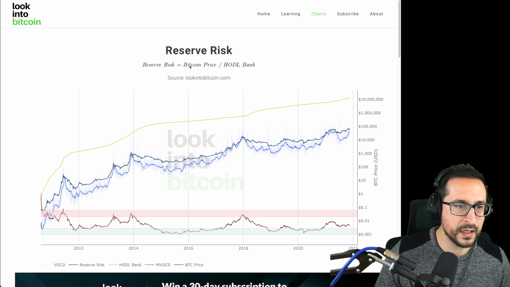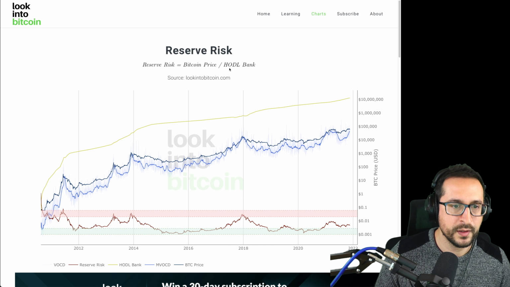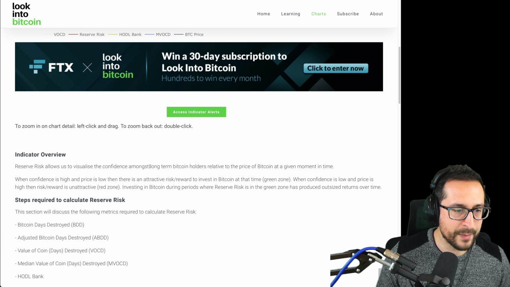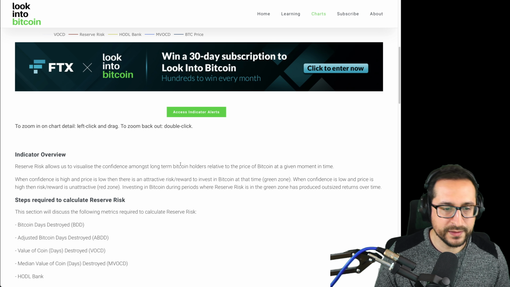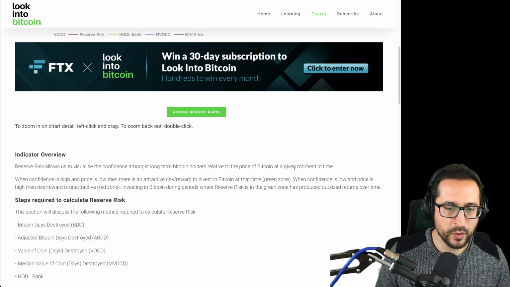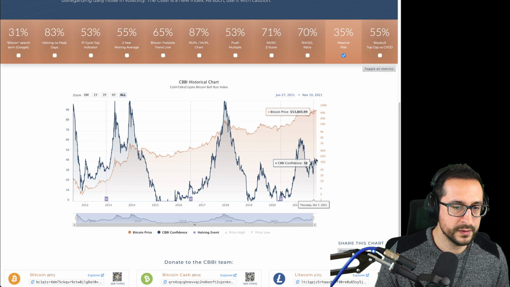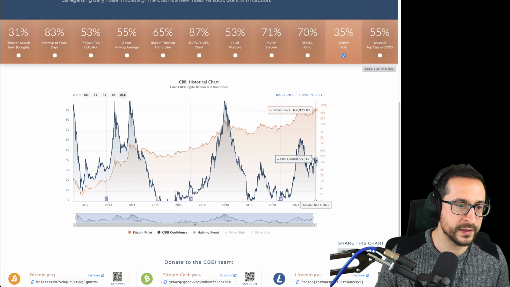The reserve risk is calculated as the Bitcoin price divided by the HODL bank. Reserve risk allows us to visualize the confidence amongst long-term Bitcoin holders relative to the price of Bitcoin at a given moment in time. At this time, it's at 35%. Very interesting. That is not as high as I would expect it to be.